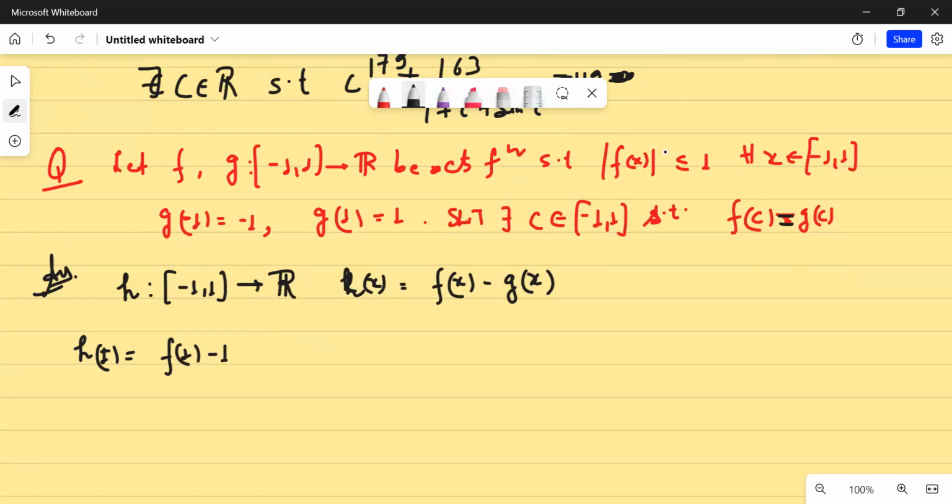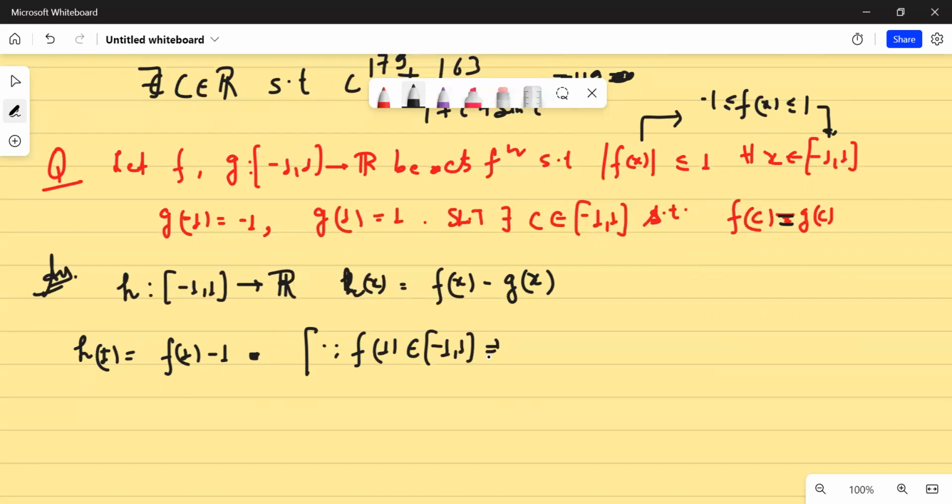Is that clear? And your f of x lies between minus 1 to plus 1, because mod of f of x is less than or equal to 1, which implies that f of x lies between minus 1 and plus 1 whenever x lies between minus 1 and plus 1. So since f of 1 lies between minus 1 and 1, it implies f of 1 minus 1 would lie between minus 2 and 0. Is that clear? Is that clear, Harshit? Yes sir. F of 1 lies between minus 1 and 1, subtract minus 1 from both sides.